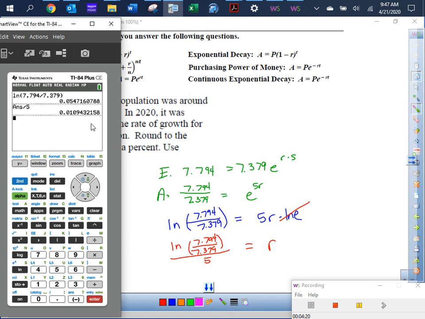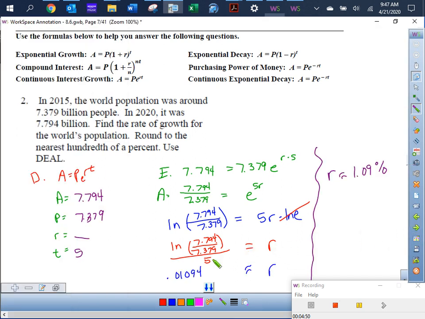So, and it's really weird. It's like, holy cow, look at this tiny, tiny number. Well, yeah, because we're solving for a rate. So we will round that off to, I put about 5 decimal places there.